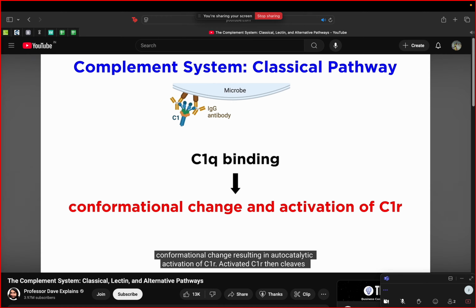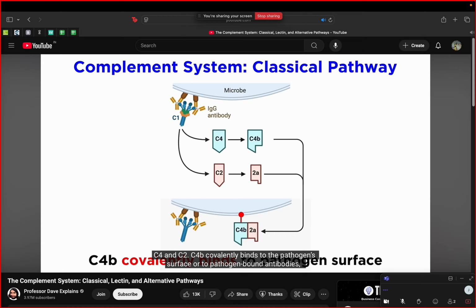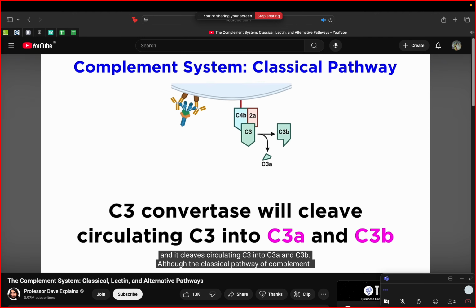C1q binding causes a conformational change, resulting in autocatalytic activation of C1r. Activated C1r then cleaves and activates C1s. Once C1s is activated, it cleaves circulating complement proteins C4 and C2. C4b covalently binds to the pathogen's surface or to pathogen-bound antibodies, and C2a binds to C4b, forming the C4b2a complex. This complex is known as the C3 convertase, and it cleaves circulating C3 into C3a and C3b.